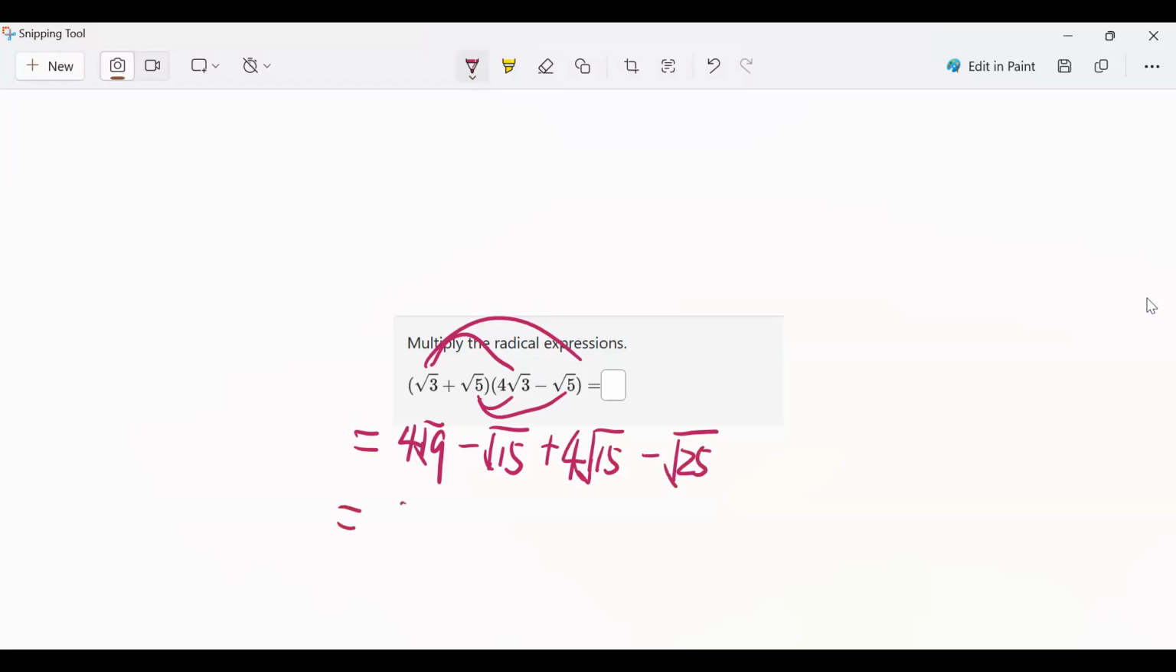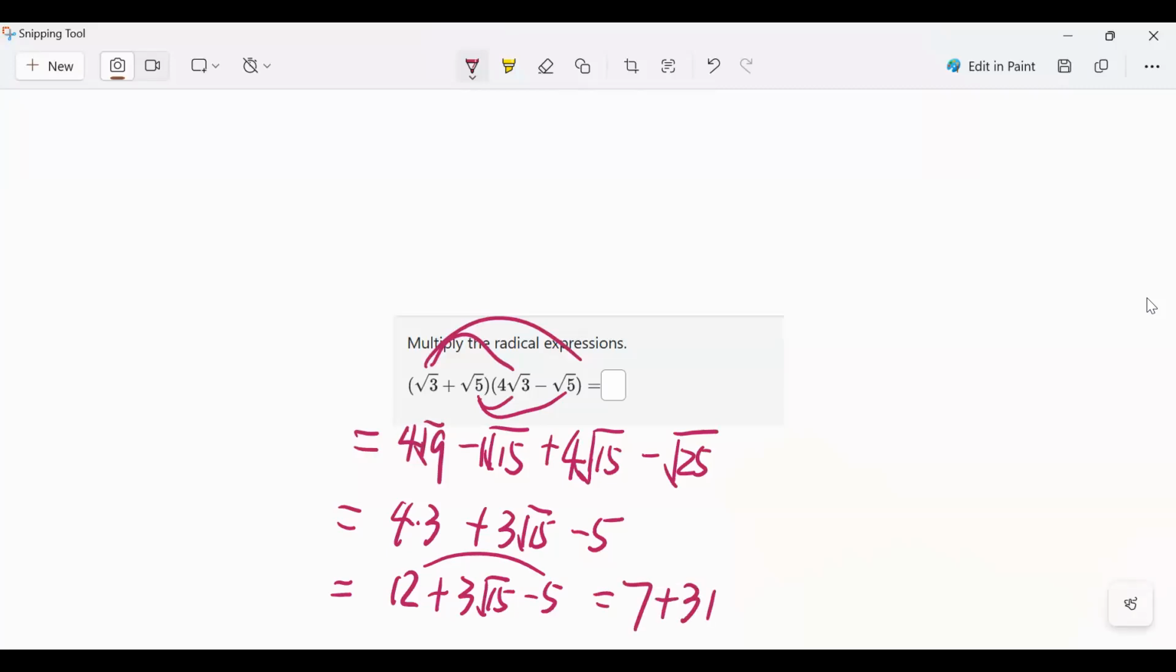After that, simplify 4 times 3, that's 12. Middle two terms are like terms. Combine them. 4 minus 1 is 3, so 3 radical 15. Last term will be minus 5. 12 minus 5 is 7, plus 3 radical 15. The answer is 7 plus 3 radical 15.